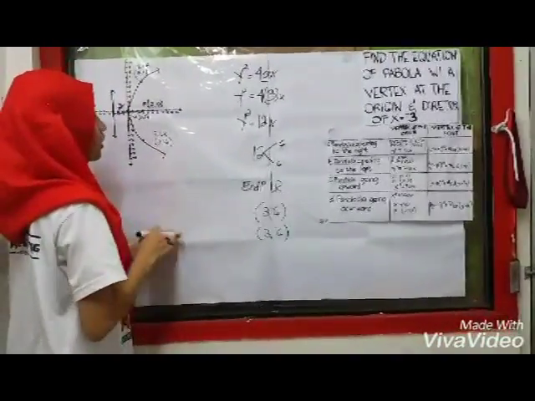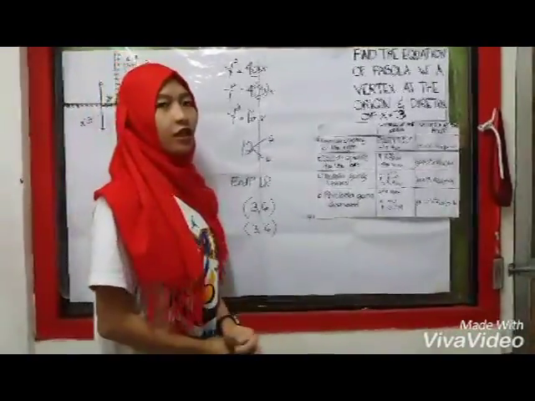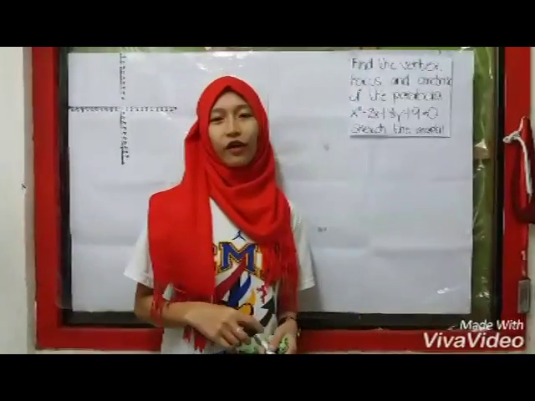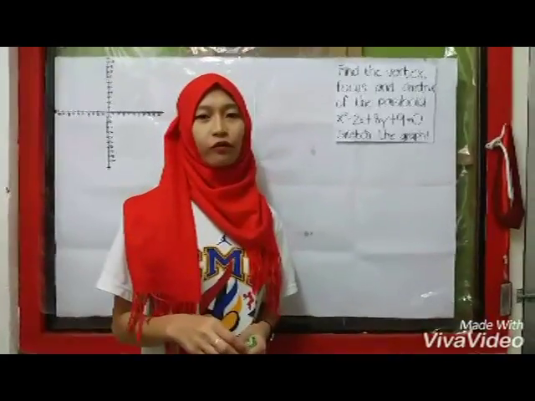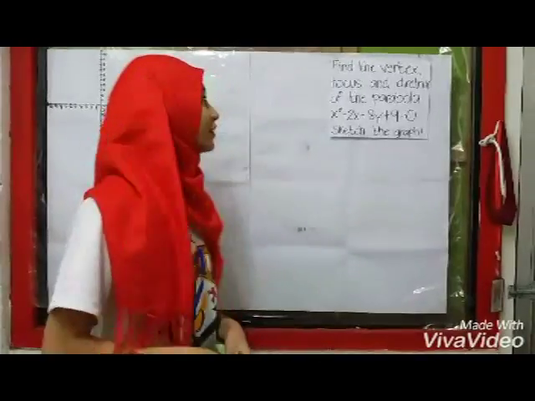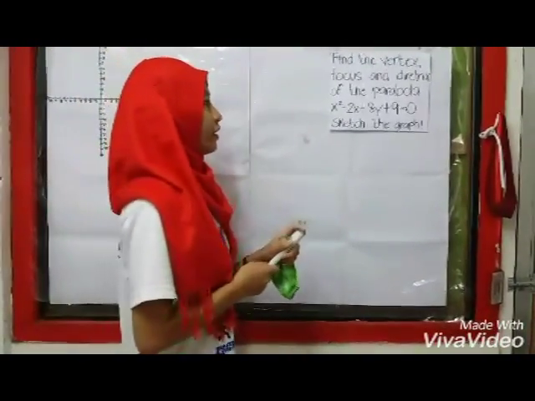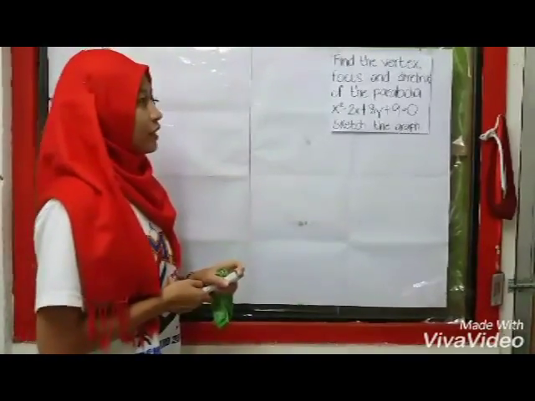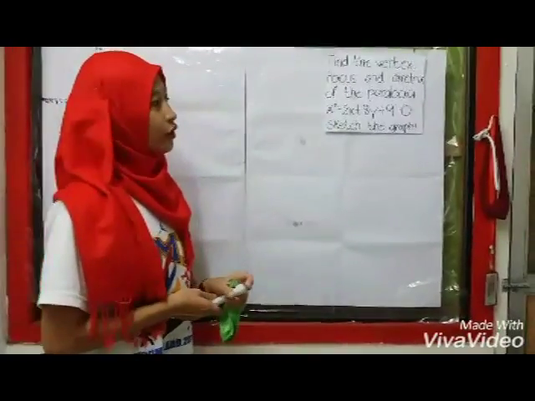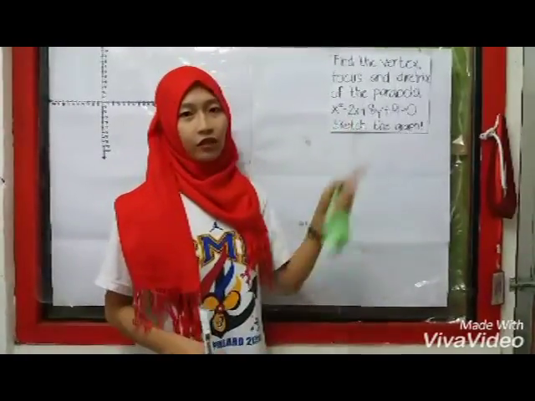So this is now our equation of the parabola given the vertex at the origin and a directrix of x is equal to -3. So what if our vertex is no longer at the origin? Here we are now at my second example. Find the vertex, focus, and directrix of the parabola x squared minus 2x plus 8y plus 9 is equal to 0. Sketch the graph.